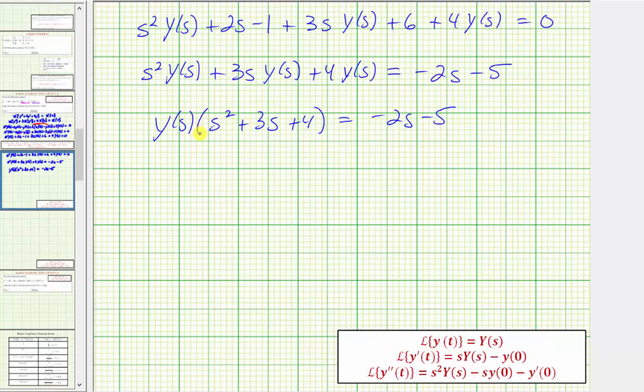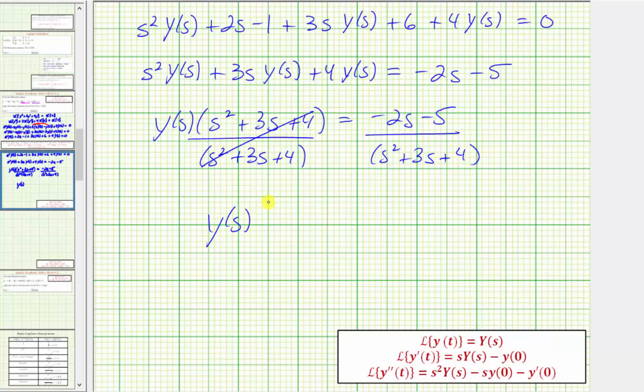And now for our last step, we'll divide both sides of the equation by the quantity s squared plus 3s plus 4. So simplifying, we get big Y of s, which again is the Laplace transform of y, is equal to the quantity negative 2s minus 5 divided by the quantity s squared plus 3s plus 4.